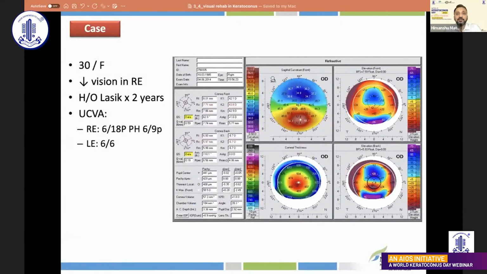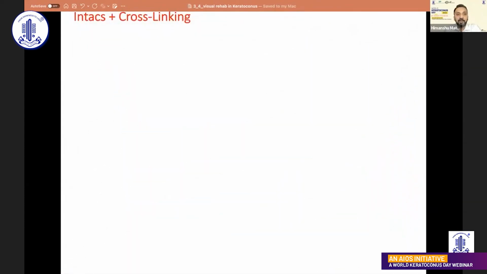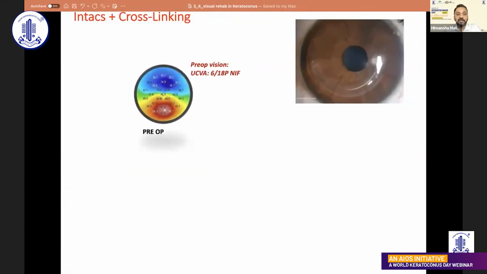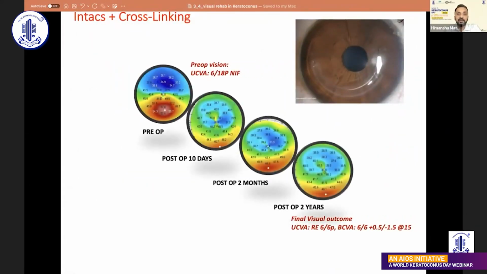Where it works best is cases of post-LASIK ectasia. One such case, a 30-year-old female who had LASIK history and had post-LASIK ectasia, underwent intracorneal ring implant along with collagen cross-linking. As you can see here, from quite significant ectasia, the surface became much more regular, and at the end, the patient had a very good vision outcome, as well as a surface as if a regular LASIK was done.